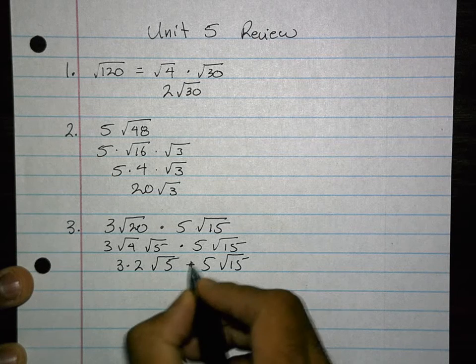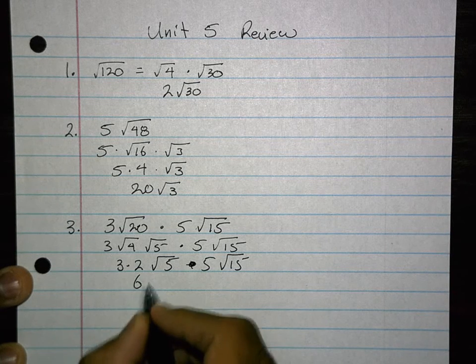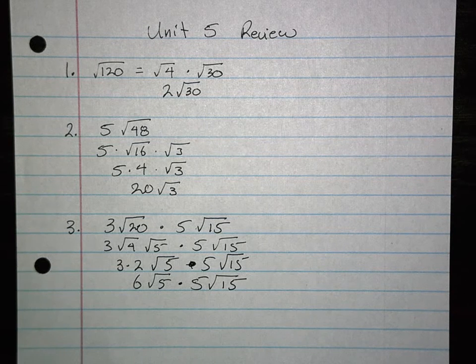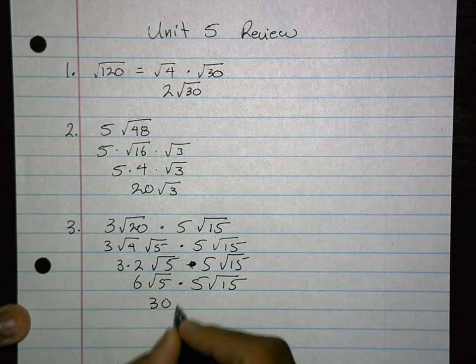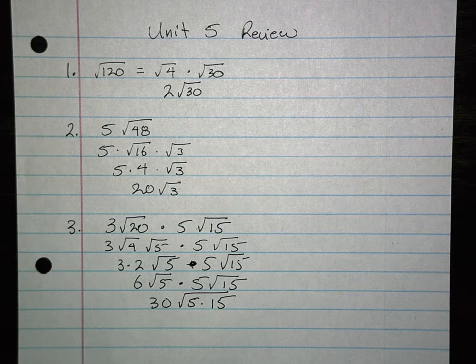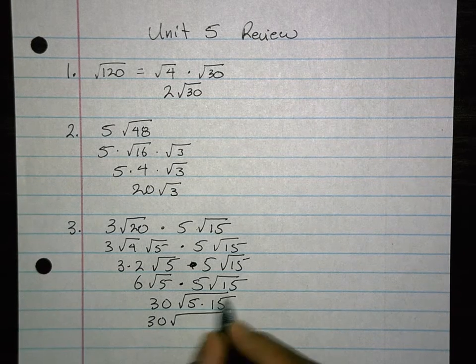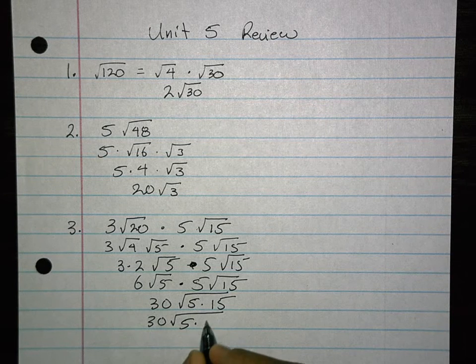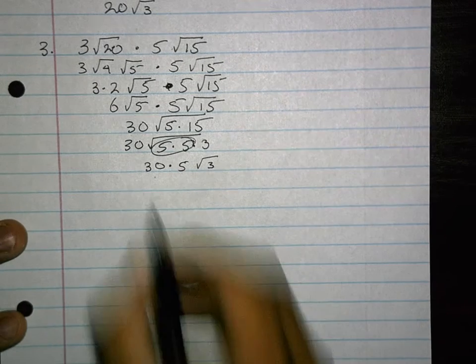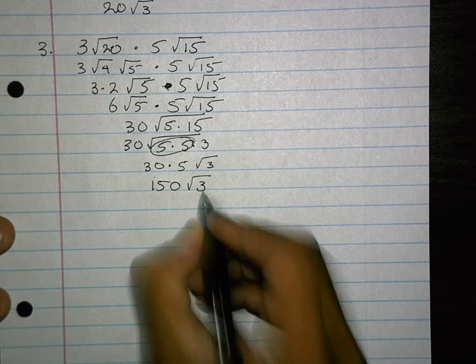So this basically equals 3 times 2 times root 5, oh sorry, times 5 times root 15. That's 6 times root 5 times root 15. Then looking at this, I'm going to say 30 times root 5 times root 15. Now I can multiply this out and realize it's going to be 75, or I can just realize that 15 is the same as 3 times 5, and there's my pair of 5s. So I'm looking at 30 times 5 times root 3, and that's going to be 150 root 3.